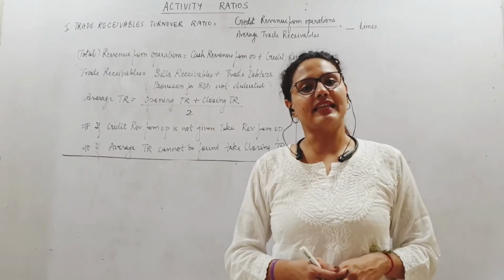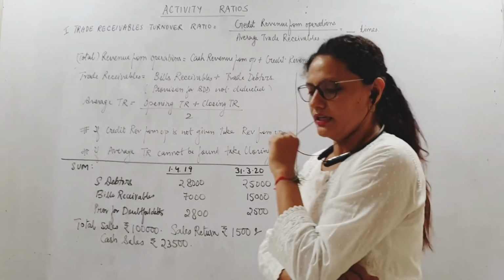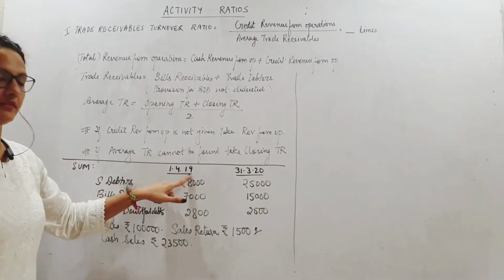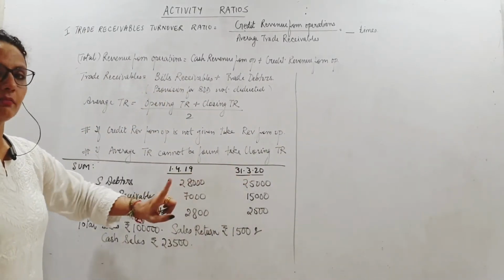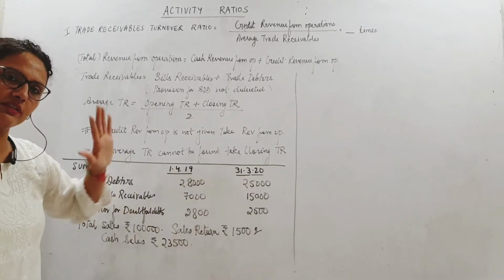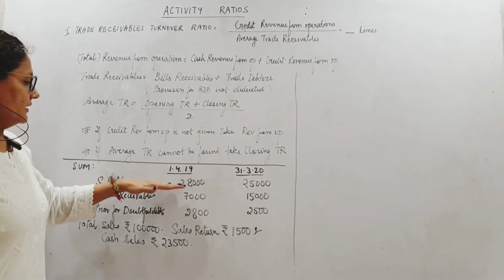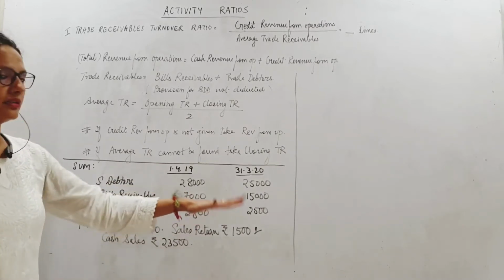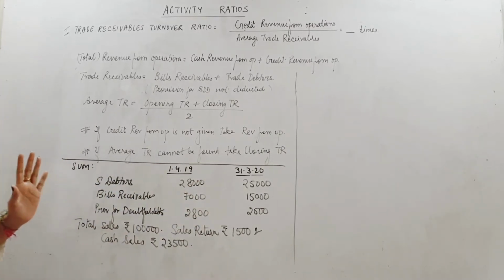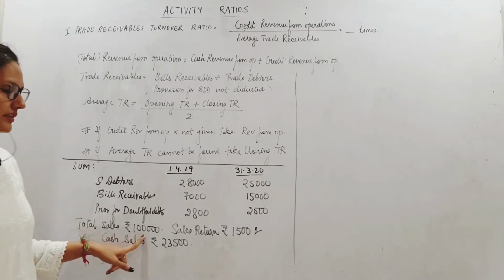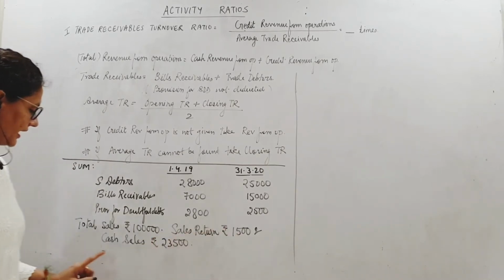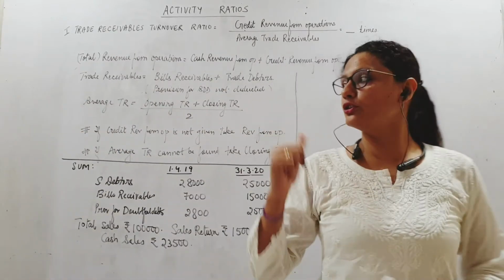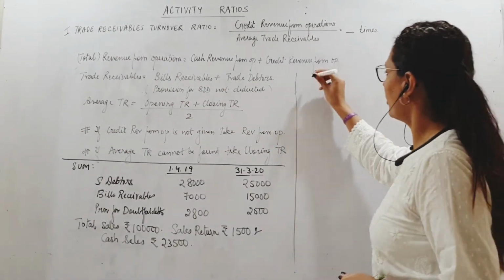Okay, so let us take a sum. Sundry debtors is given as, see, this is on 1st April, this is on 31st March. So this is opening figure, this is closing figure, right? These are the opening figures of sundry debtors, bills receivable and provision for doubtful debts. You are supposed to find trade receivables turnover ratio. Total sales is given, sales return and cash sales is also given. So we need what? Number 1 for the numerator, the net credit revenue from operations.